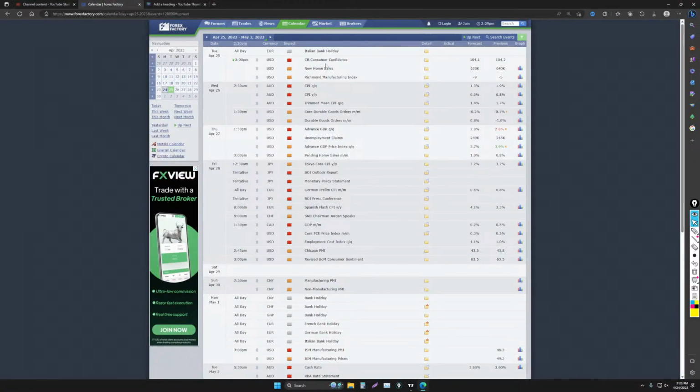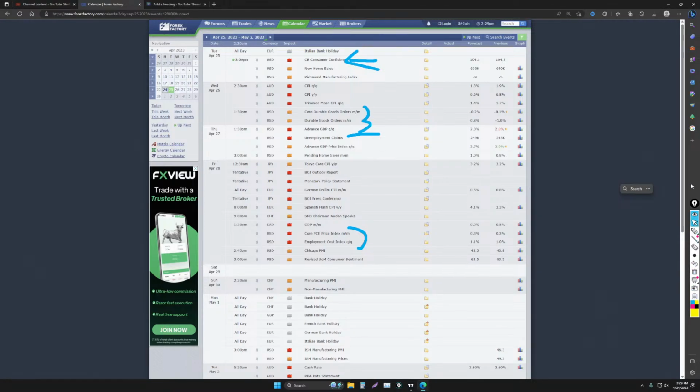Maybe tomorrow, consumer confidence. That is definitely a pretty big dollar news. And what else? Durable goods, not really. Unemployment claims is a pretty good dollar news. And the PCE, not really. Probably the best dollar news we have all week is tomorrow. So maybe tomorrow is the day where this thing finally starts ranging.